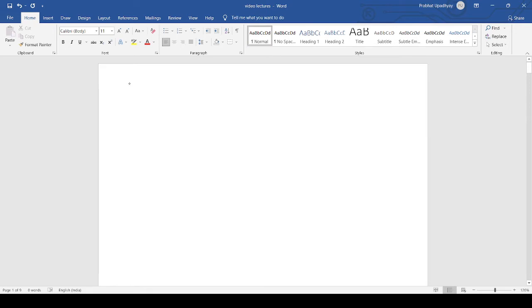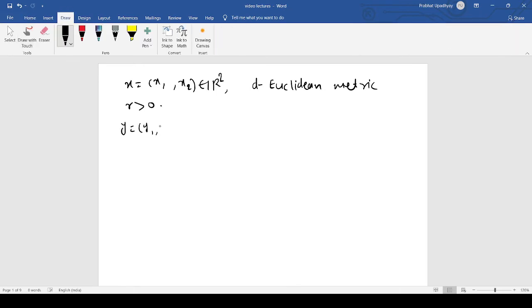Similarly, if x is any general point (x1, x2) in R2, D is the Euclidean metric, and r is any positive real number, then what will be our closed ball centered at x of radius r? An element y = (y1, y2) belongs to the closed ball centered at x of radius r if and only if the distance between x and y is less than or equal to r.